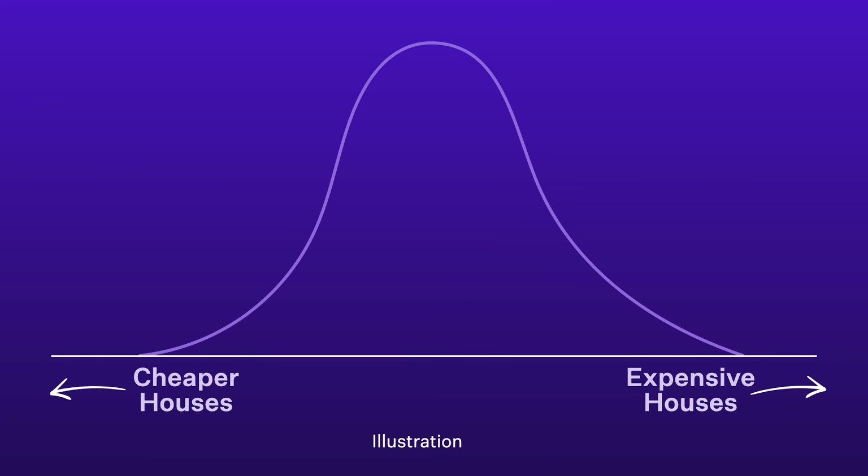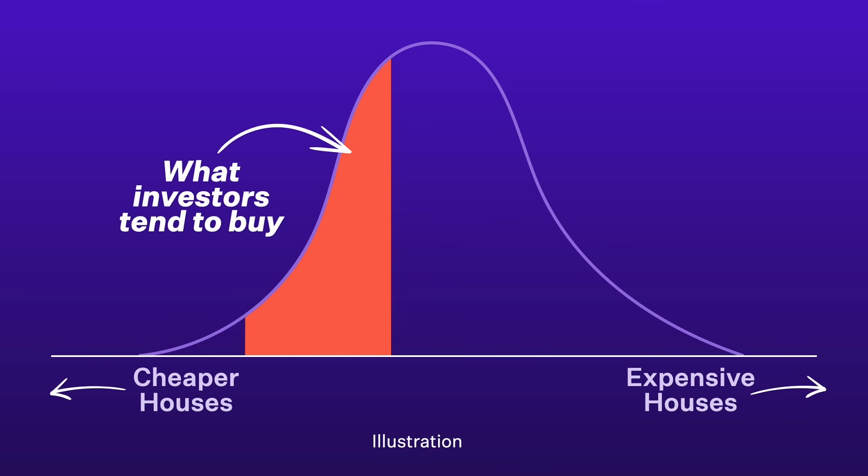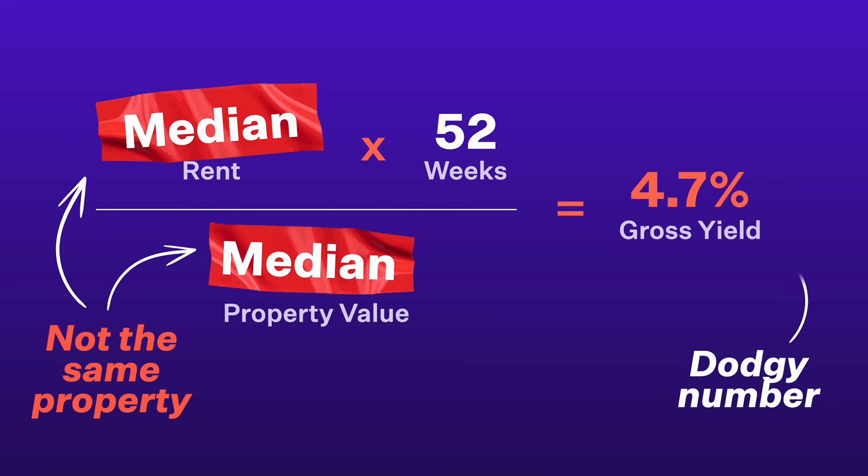Rentals are typically cheaper, smaller, and older. After all, investors don't usually buy 6-bedroom mansions to rent them out. They tend to cluster at the more affordable end of the market. So when websites mix the rent from cheaper rentals with the price of every house in the suburb, including the really expensive ones, they come up with a number that actually isn't as useful as you think.